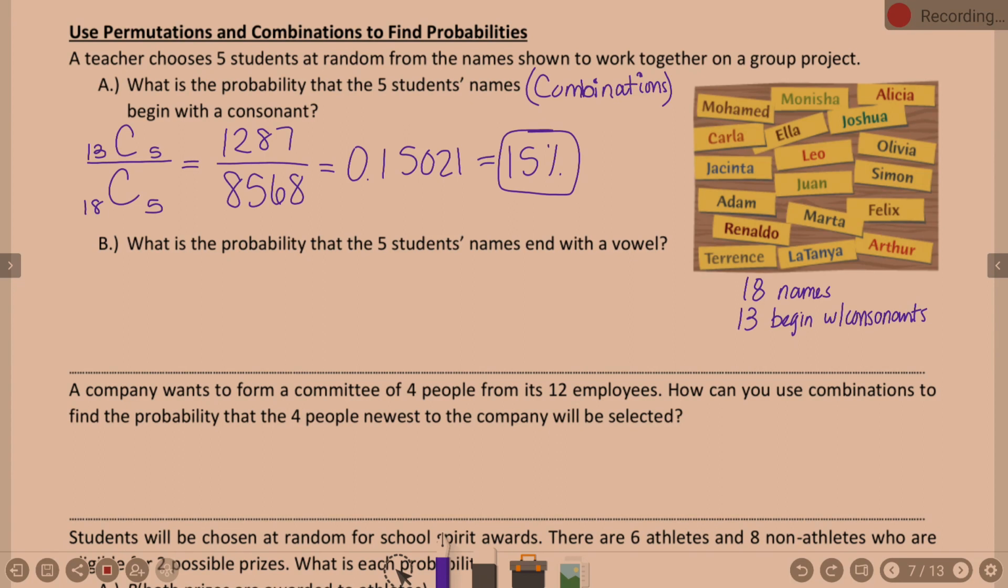Part B. What is the probability that the 5 students' names end with a vowel? There's 12 of them. Have we counted through to see how many students end with a vowel? How many did you say? 13. 12.